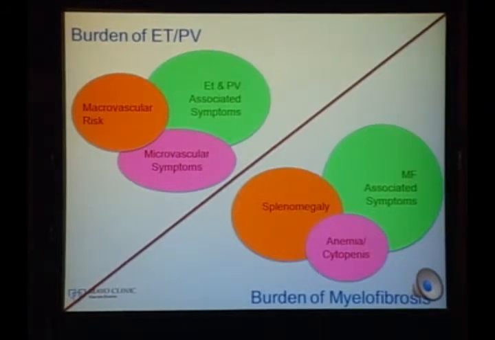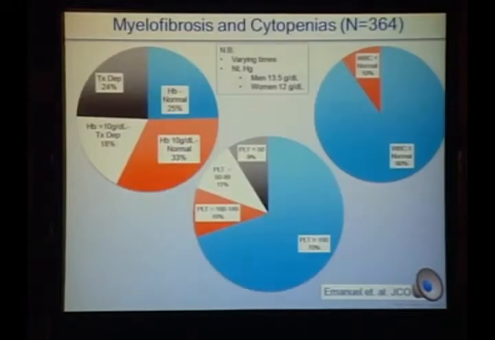Now, on the MF end of the spectrum, we can have a big spleen. We can tend to have more problematic issues with the spleen. We tend to have low blood counts, anemia, or a drop in the platelet count. And we can have disease-associated symptoms from the MF, night sweats, fevers, weight loss, bone pain. Typically in a spectrum more problematic than those with myelofibrosis or with ET or PV.